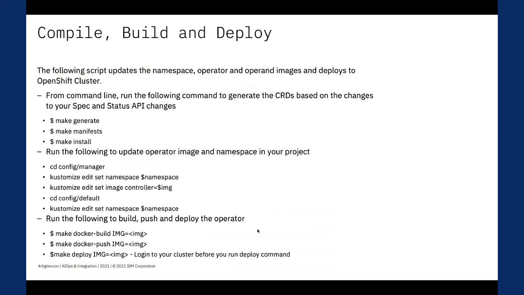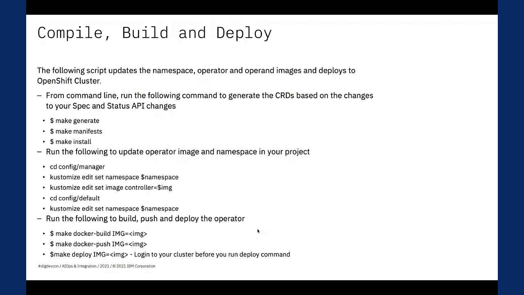Now, once you're ready, the next step is to compile, build, and deploy your cluster. You need to run a set of commands that the operator SDK provides to basically generate the code, make sure it compiles, and then you also need to make sure that you have a proper namespace and image set into your configuration files, and build, push, and deploy your operator.